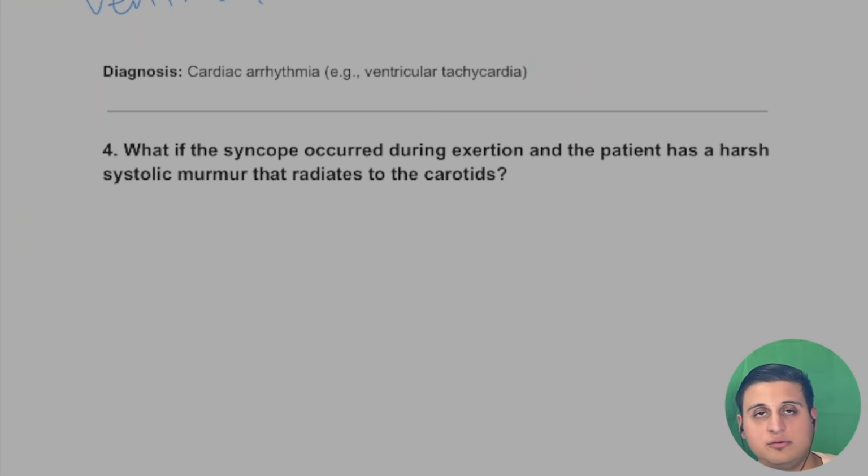What if, again, acute chest pain, shortness of breath, and then we also have syncope, or sorry, I take that back. We are in the next episode with syncope. So again, we have the syncopal episode, and the syncope occurred with exertion, and the patient has a harsh systolic murmur that radiates to the carotids. This is screaming aortic stenosis at us now, right? So now we have aortic stenosis.